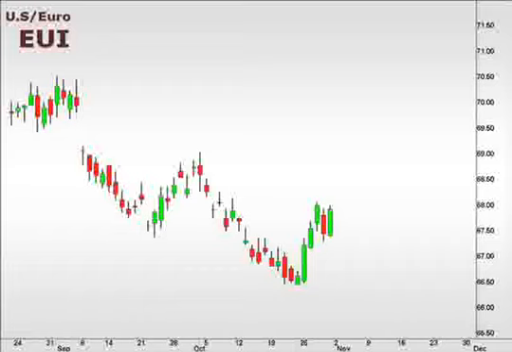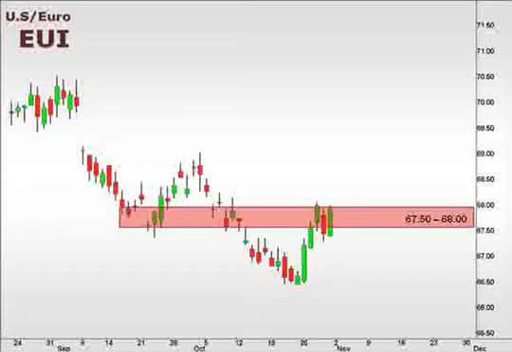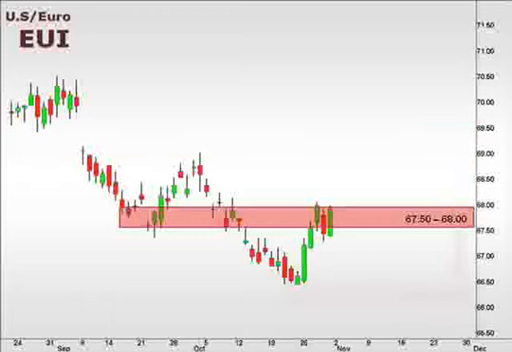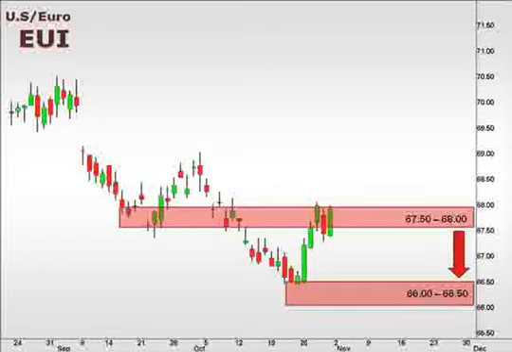Next up, the US versus the euro, as seen here through the ISC FX options pair value EUI. Well, the US dollar regained some ground against the euro, trading up into our 67 and a half, 68 focal zone. And at this stage, a break above 68 opens the window for a push all the way up into the 69, 69 and a half focal zone. We do have to be open to the possibility of a rejection here, which may see our pair value move back down to retest support at the 66, 66 and a half zone.